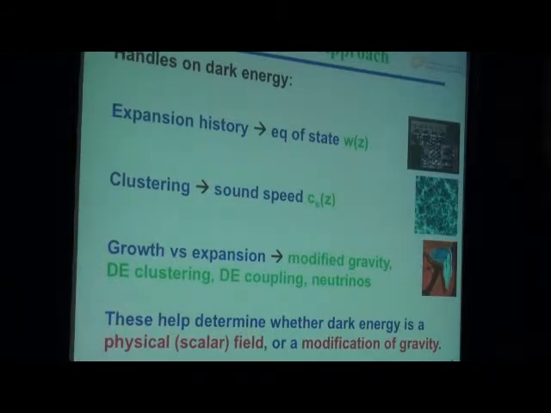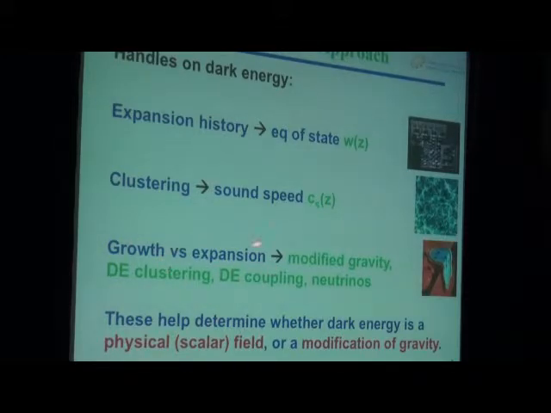You might have a clustering in your dark energy component. It may not be completely smooth the way a cosmological constant is, and this tells you something about the microphysics that goes into it. And you can think of that in a phenomenological way in terms of the sound speed as a function of time.